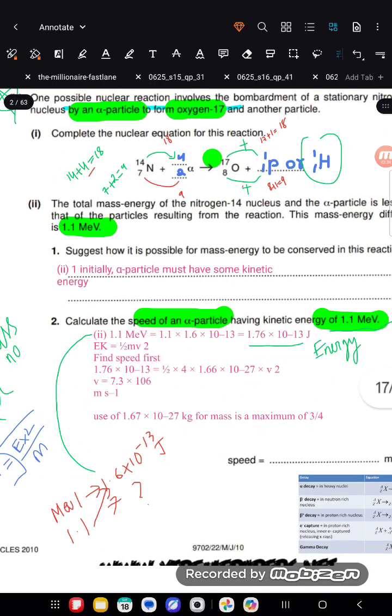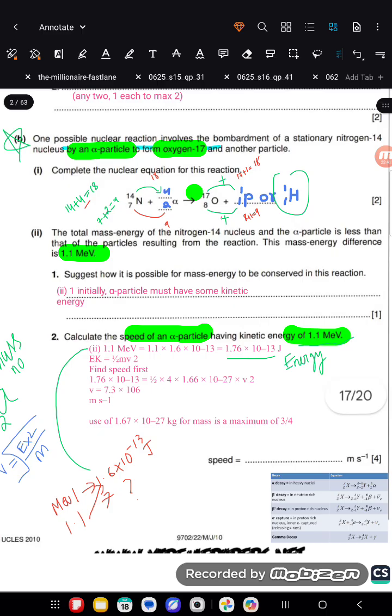And this question, see here, calculate the speed now. So you know the speed, how will you find it? Here you have to use the kinetic energy. You have to use what? Kinetic energy.